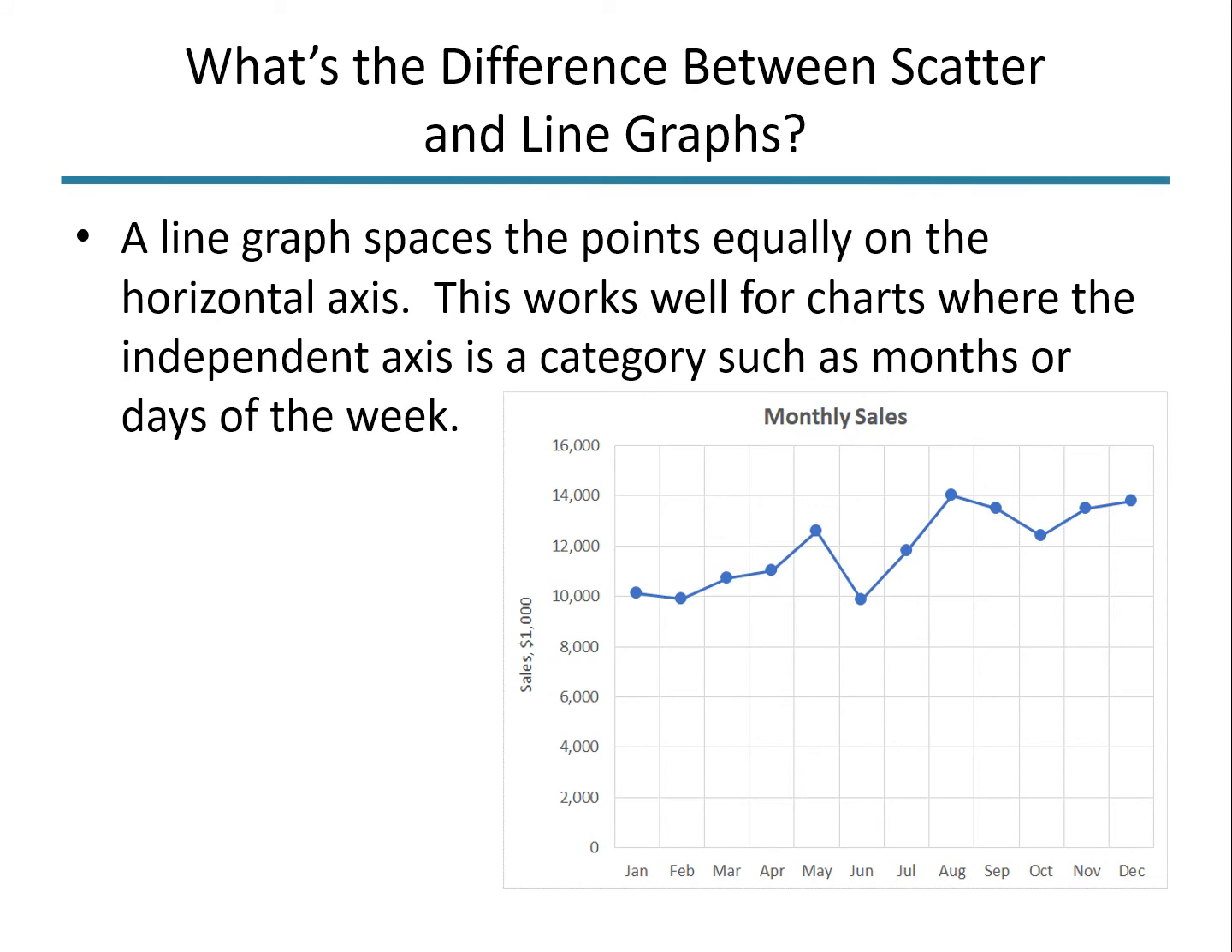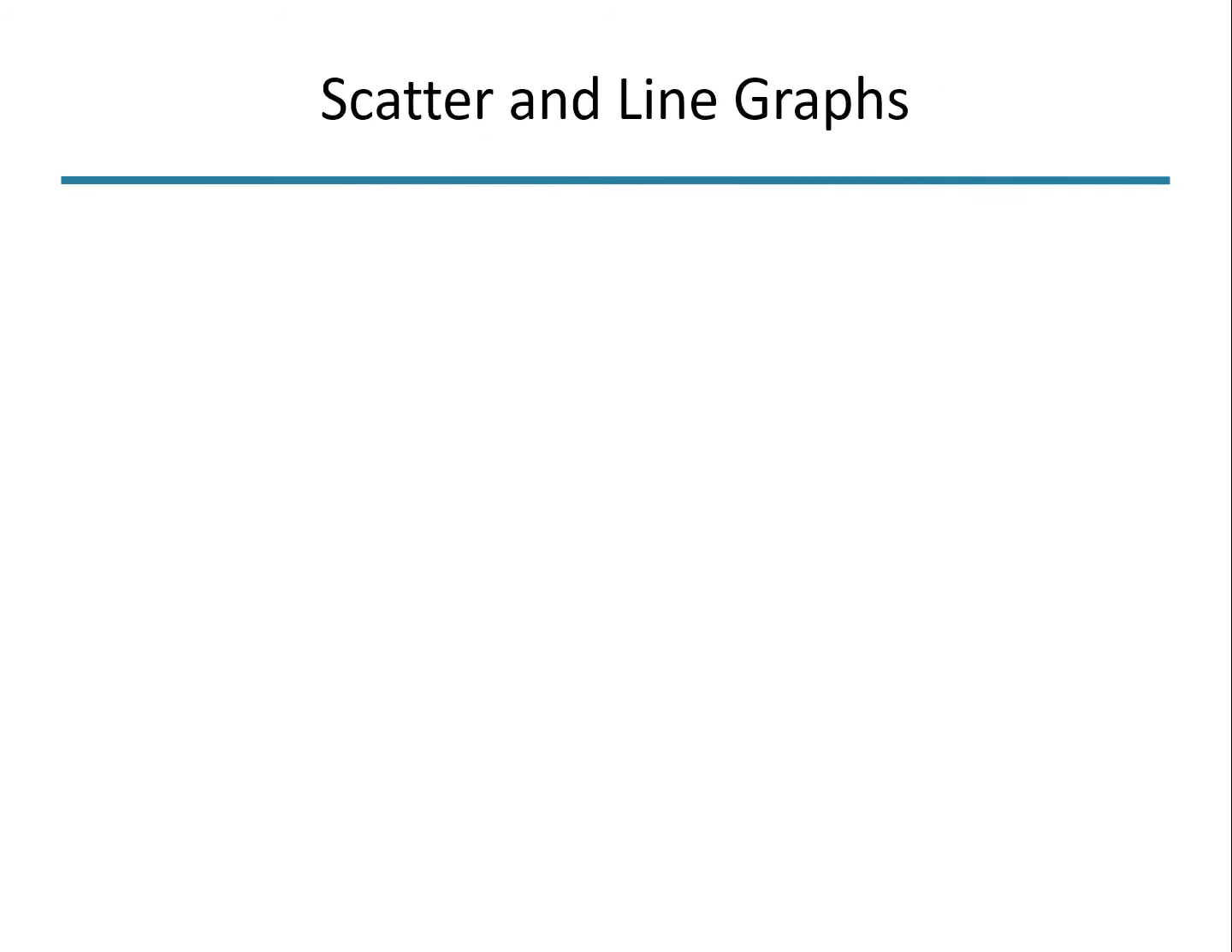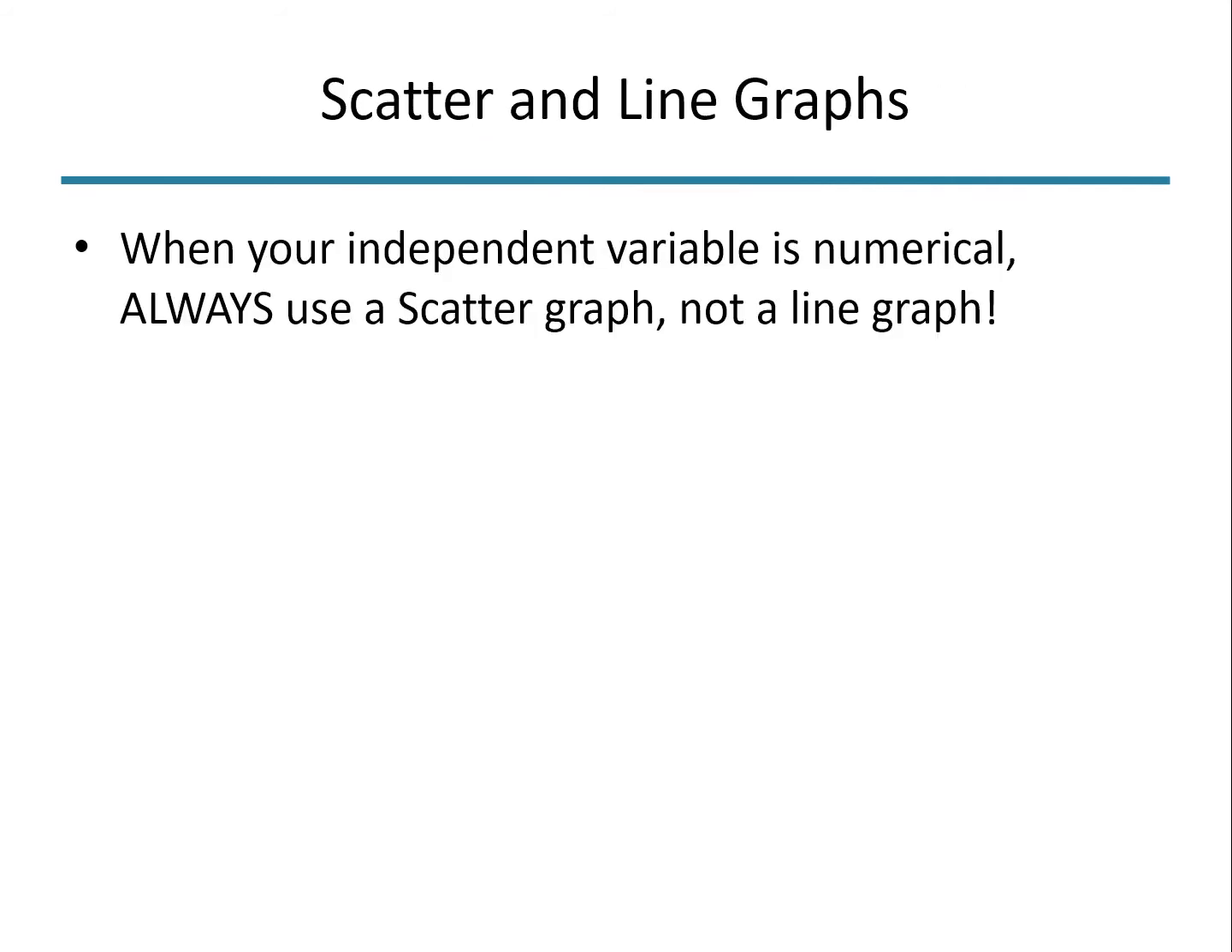So line graphs are used when you have categorical information on the x-axis. So for example, months, days of the week. In this case, it's monthly sales plotted against the month. And so again, with those categories, January, February, March, the points are plotted always at equal intervals. So you don't really want to do that with numerical data as your independent variable.